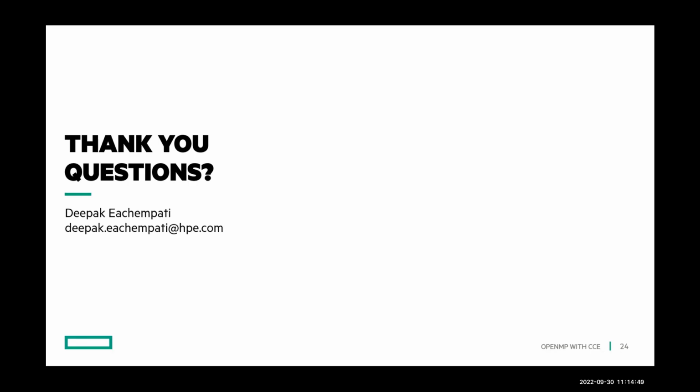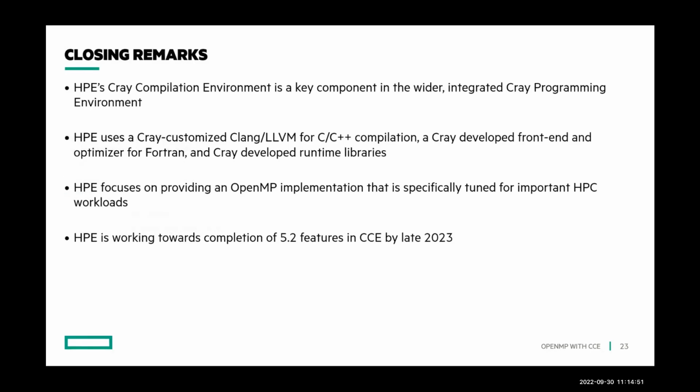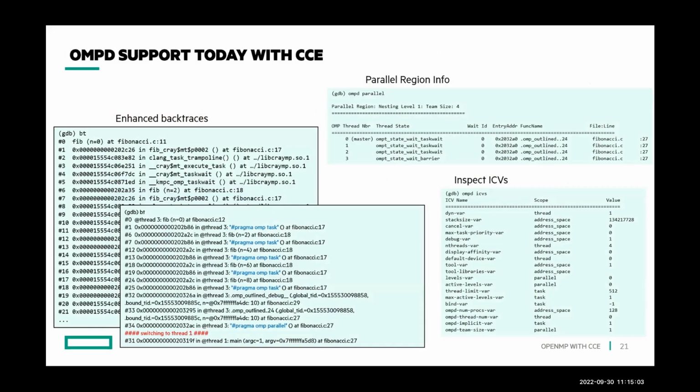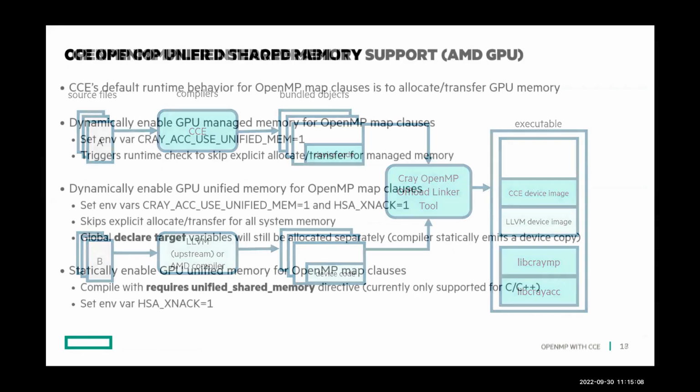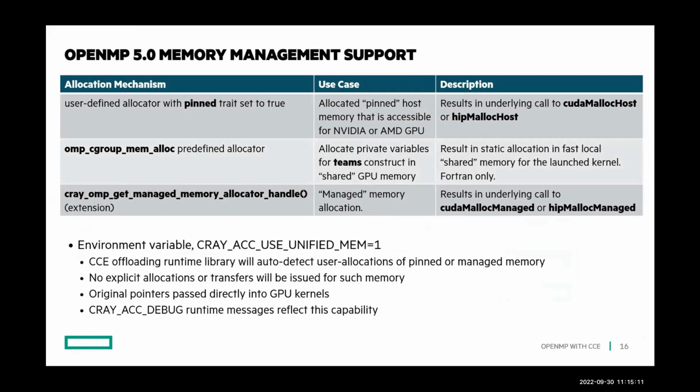So he asked about the cgroup memory allocator and whether it's only available for a Fortran compiler or for Clang. Let me go back here. This particular capability, we definitely support that for Fortran only, as you said. I'm not sure what the status of that currently is in Clang, if that's supported or not.